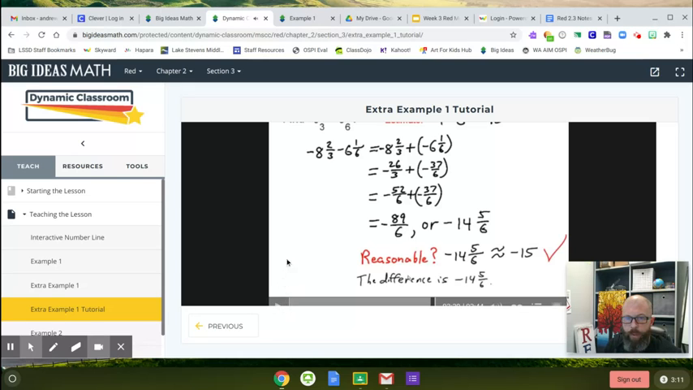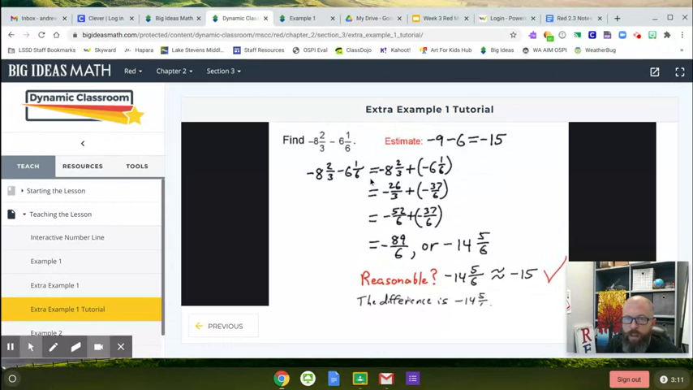All right. So make sure you have these steps written down because you're going to need them. This is a lot of stuff to remember. So turning mixed numbers into improper fractions and then getting a common denominator and then changing it back to a mixed number. A lot of stuff to do there.